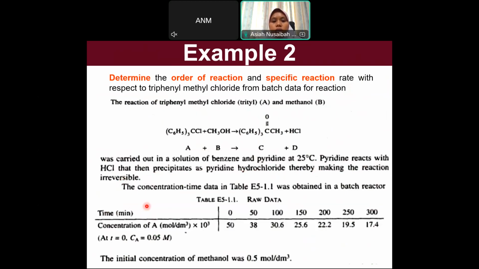And this is the concentration versus time table. So we have 1, 2, 3, 4, 5, 6, 7. We have 7 sets of data. And we can see here that the increment is uniform. Thus, we can use the numerical differential method. Okay, so we're going to use the differential method with the initial concentration of 50 at time 0.